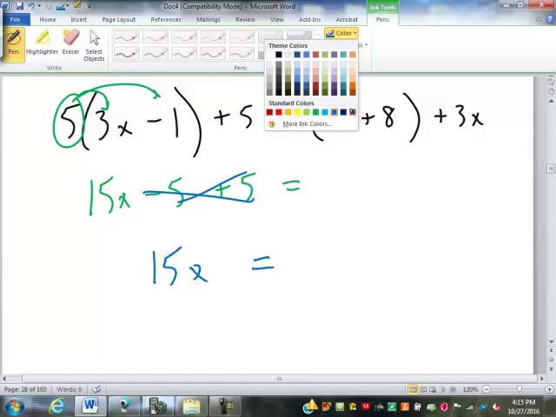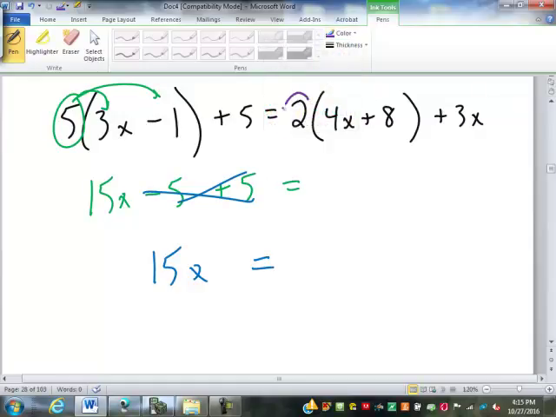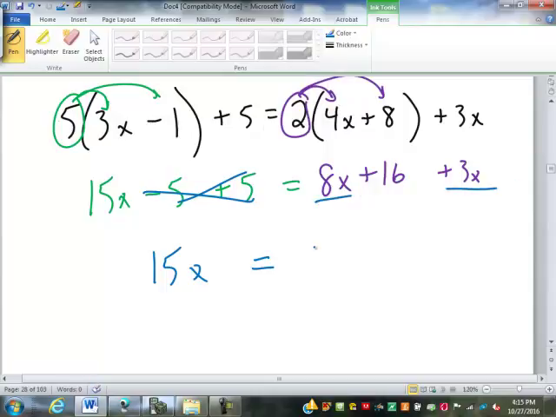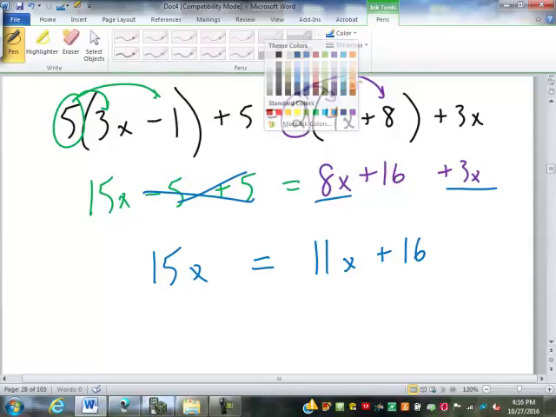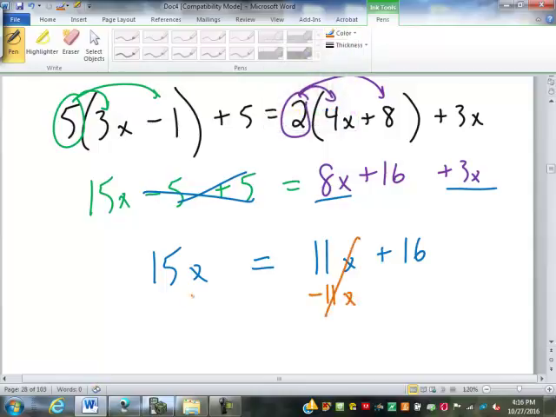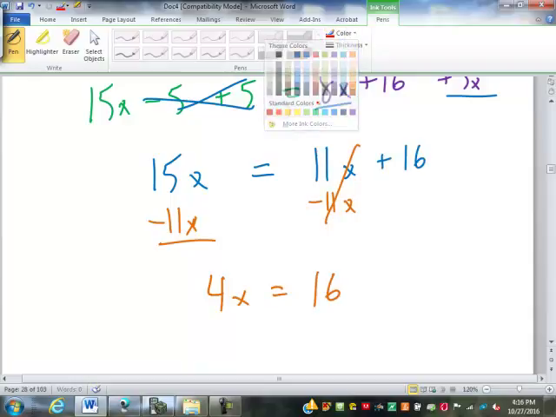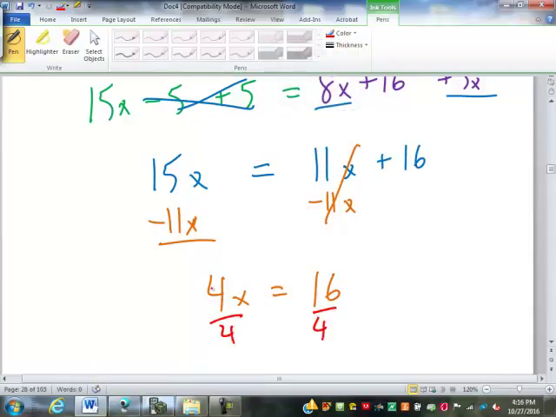On the other side, what can we do? 2 times 4x is 8x. 2 times 8 is 16. Still got the plus 3x, so what can we combine there? 8x and 3x make 11x plus 16. So now we got to get rid of one of the x's. So we're going to subtract 11x. So 15x minus 11x is 4x equals 16, and then divide by 4. x equals 4.